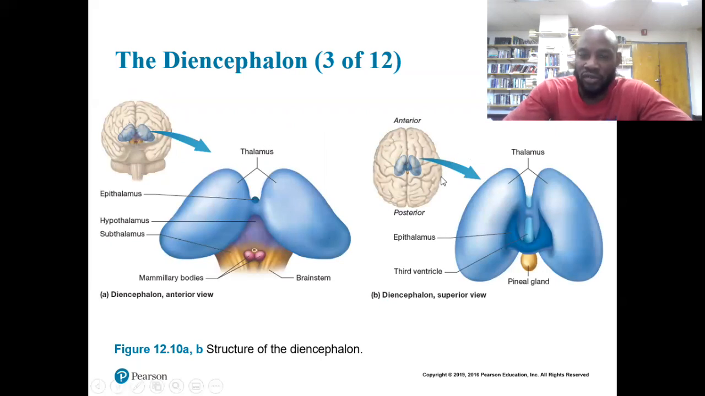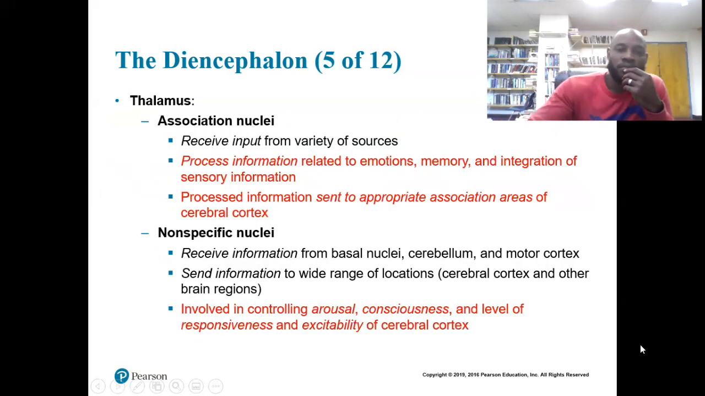Notice if we look at it from a different direction, we see the pineal gland and the third ventricle. Different parts will do different things. The association nuclei of the thalamus receive input from a variety of sources and process information related to emotions, memory, and integration of sensory information. They send it to association areas of your cerebral cortex, the different parts of the cerebral cortex which we've already discussed.